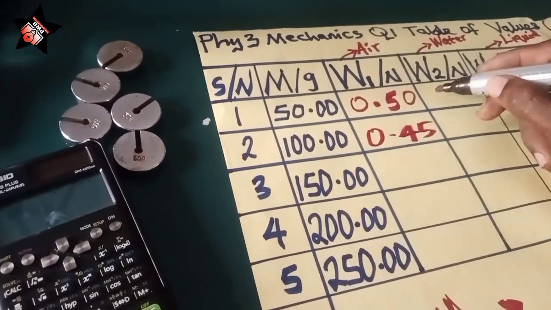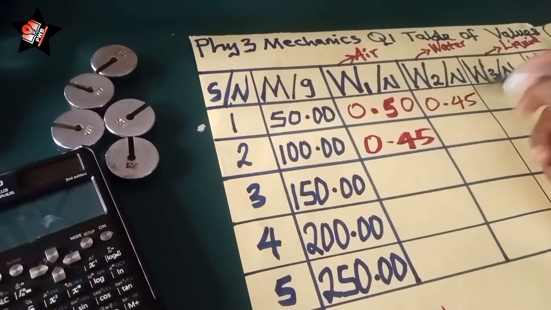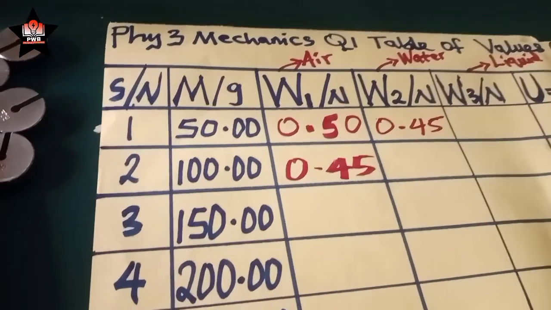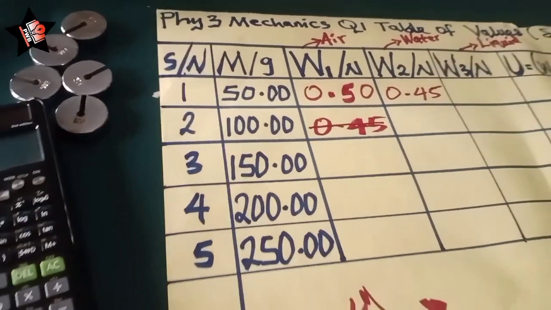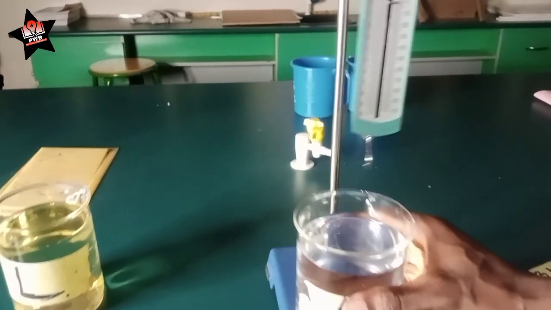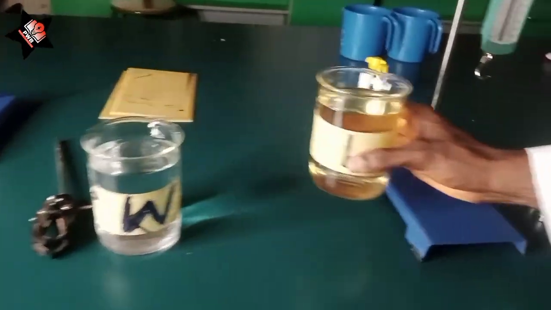I was supposed to record this 0.45 in this column, so I made a mistake. I'll still cancel that. So this is 0.45 recorded in this particular column here. So this is wrong. I will just strike this out and correct it later. We are going to take this away and bring this content.